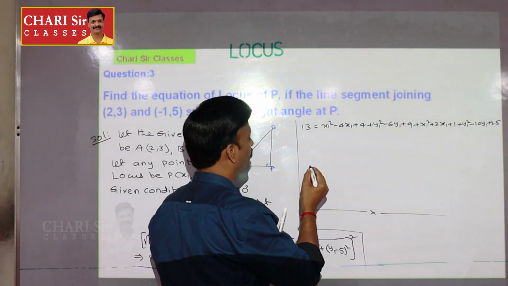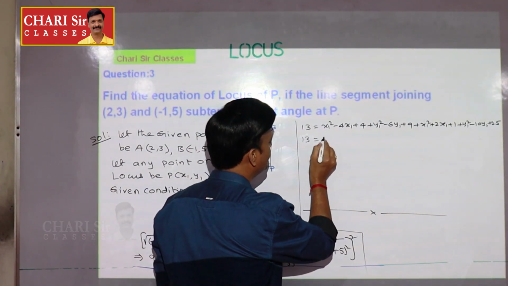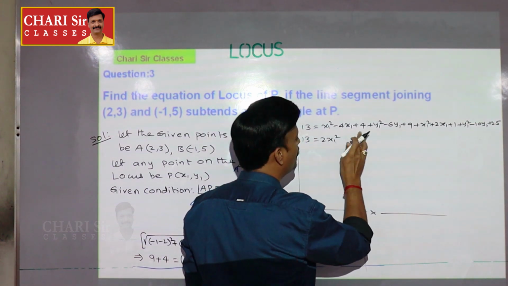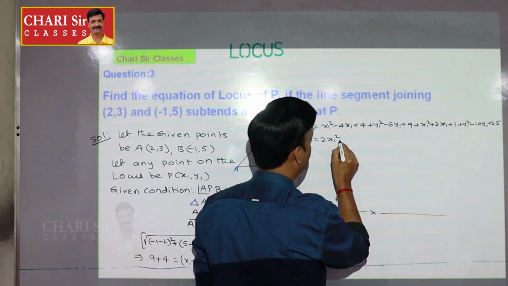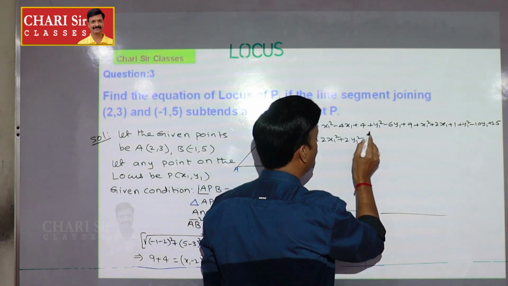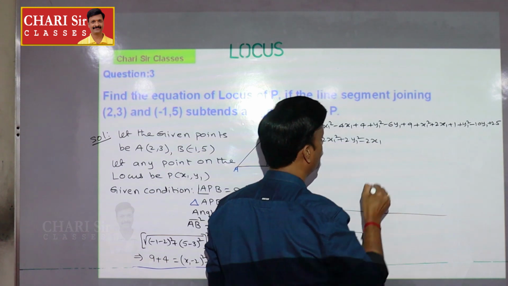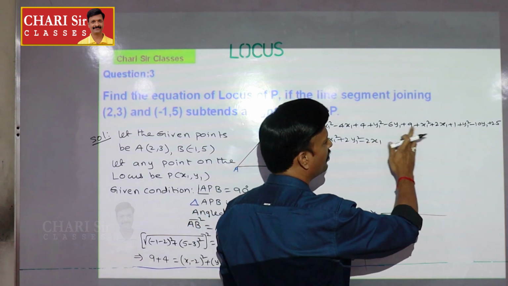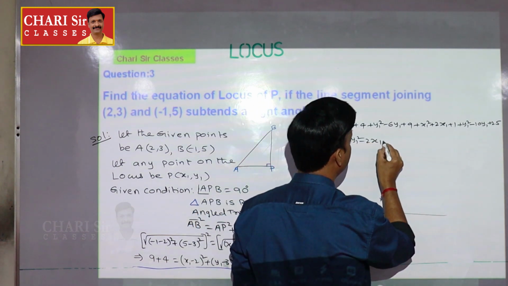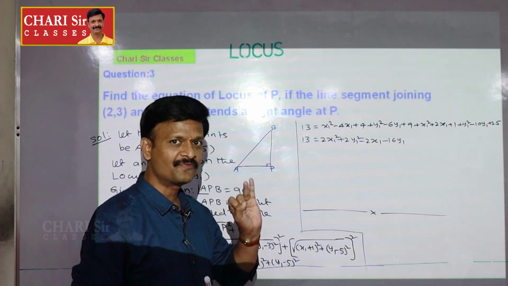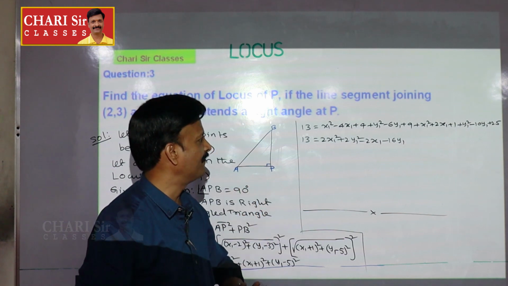Now, we need to simplify this. That is, 13 is equal to x1 square plus x1 square, that is 2x1 square, y1 square plus y1 square, that is 2y1 square, and minus 4x1 plus 2x1, which is minus 2x1, and minus 6y1 minus 10y1, that is minus 16y1. Completed. X square terms, y square terms, x terms, y terms are completed.